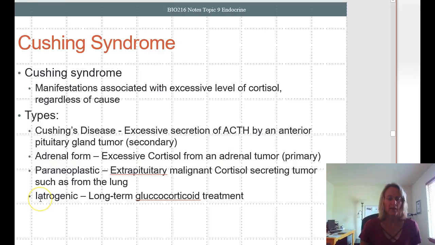And then you could have iatrogenic, and this is due to long-term glucocorticoid treatment. So you may know somebody that's on long-term steroids, maybe they have severe asthma, and they develop the manifestations of Cushing's from taking long-term steroid treatment, such as prednisone.